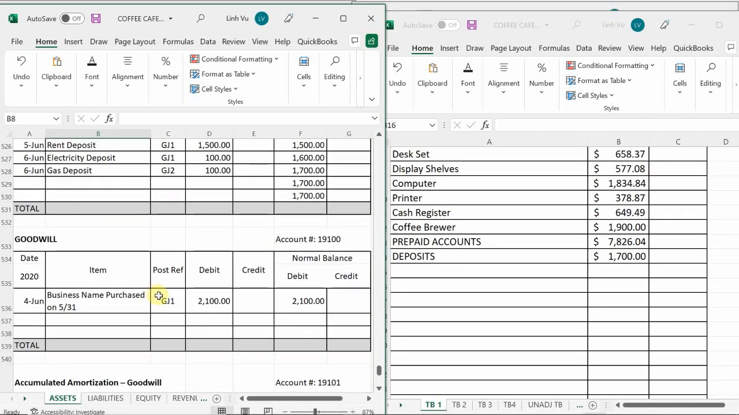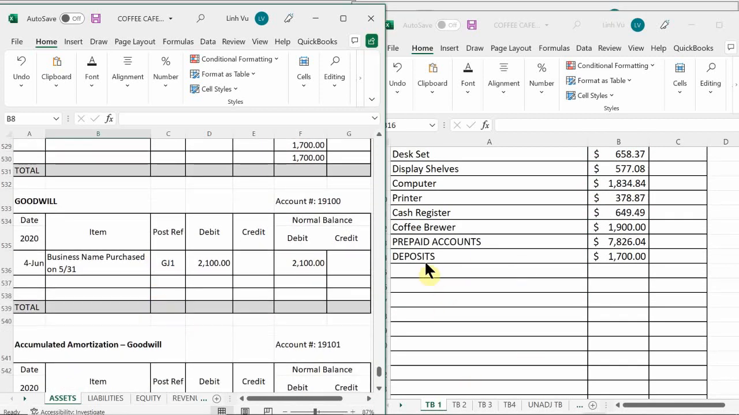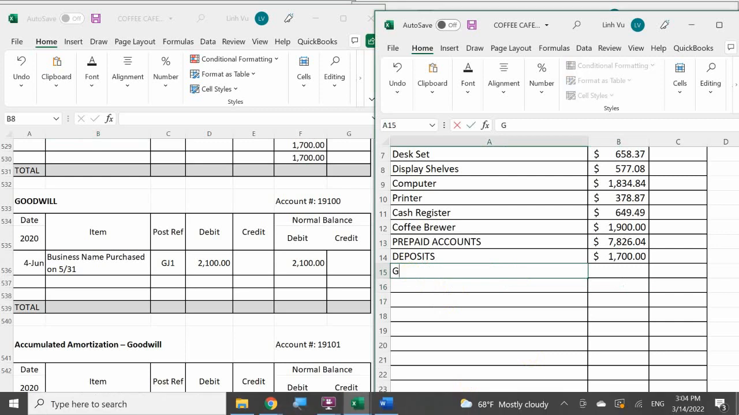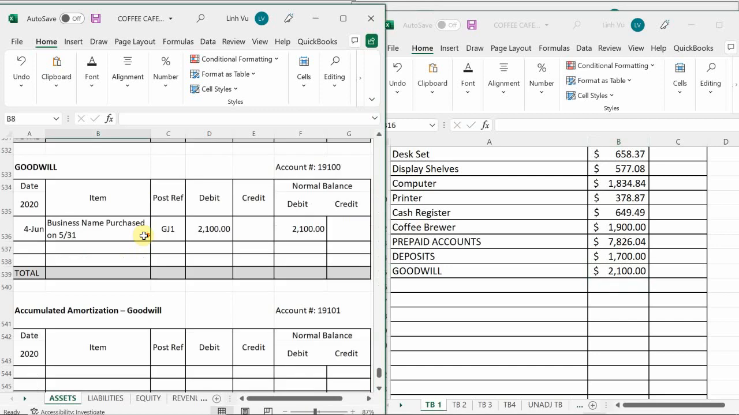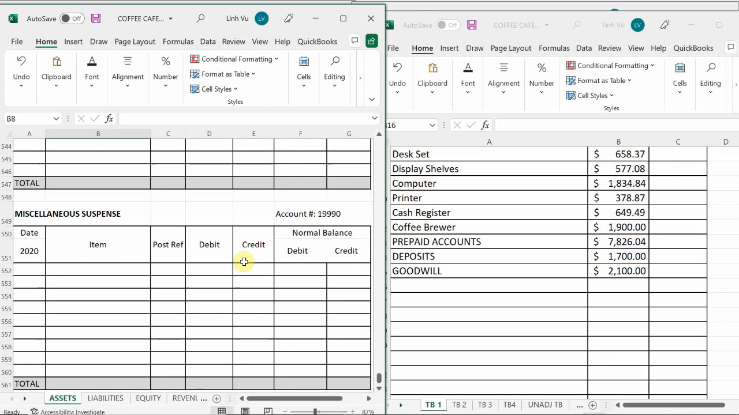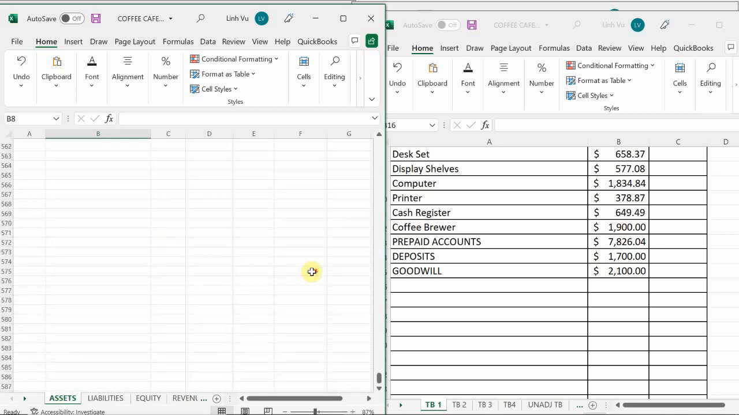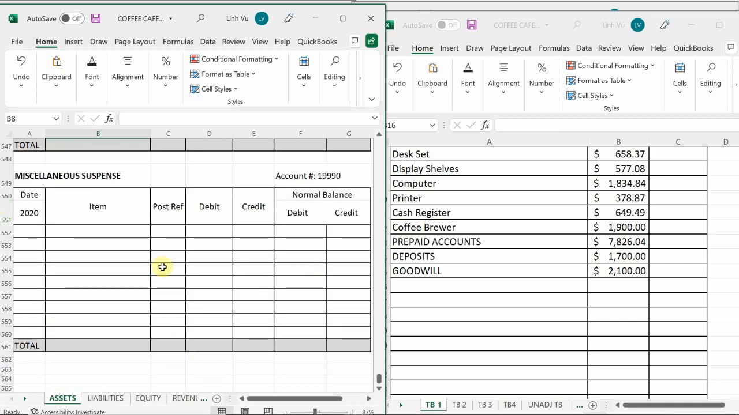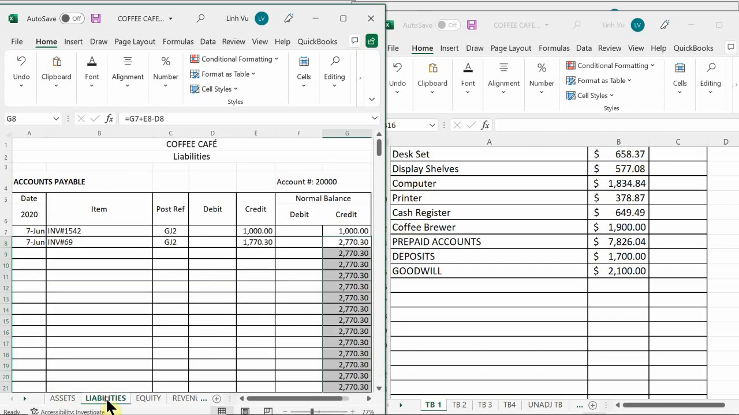Okay. And do I have goodwill? In this case, what's my account balance under goodwill, right? I acquired the business name. 2,100. Okay. No amortization yet. We won't do that till the end of the accounting period. All right. And then miscellaneous expense is my last account, which has no account balance. Okay. So now we can move on to our liabilities.